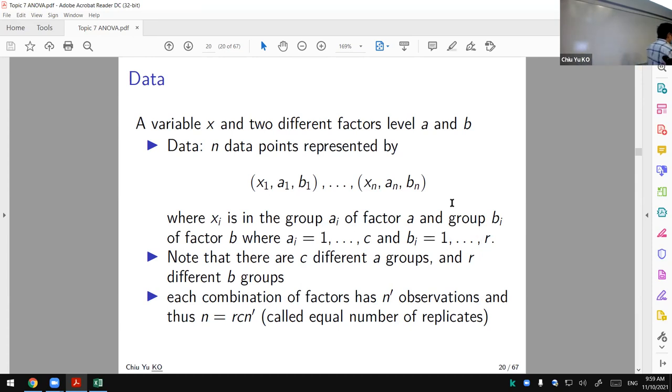And for everything we do here, we just make our life easier. We don't want to make our notation very messy. So we will call this balanced data, which means equal number of replicates: for each combination, we have n prime observations. If we talk about earnings and major, we are going to get, say, n prime equal to four students from each faculty for each college. Each combination of the grouping has the same number. This is not necessary, but for our purpose it simplifies our calculation.